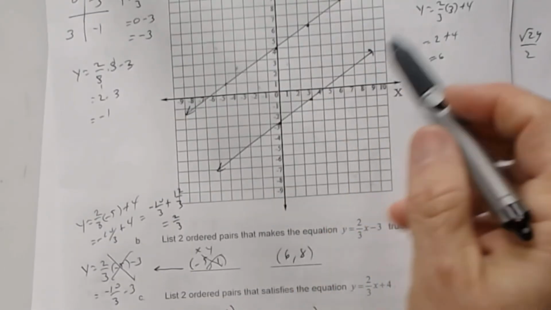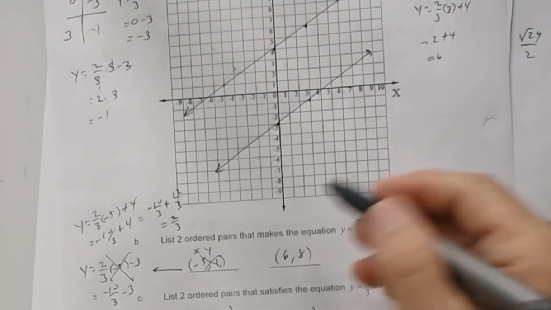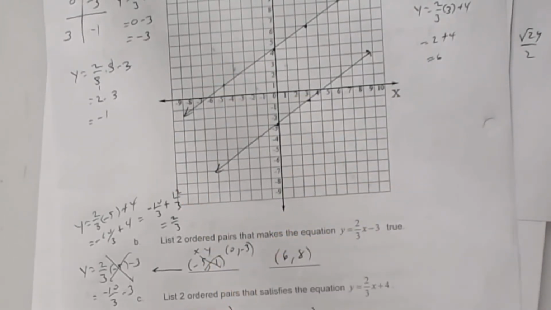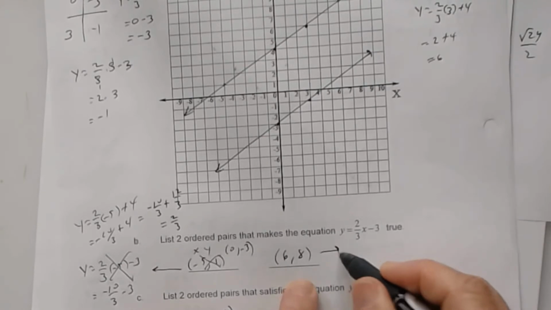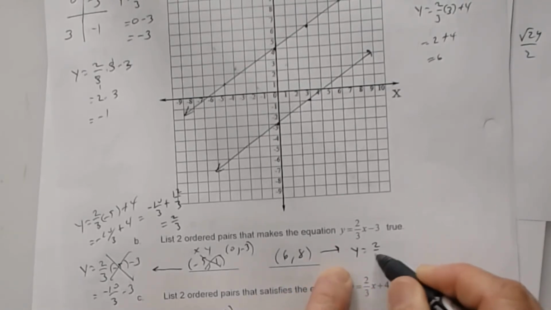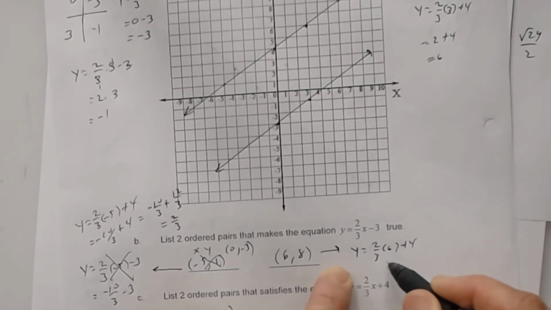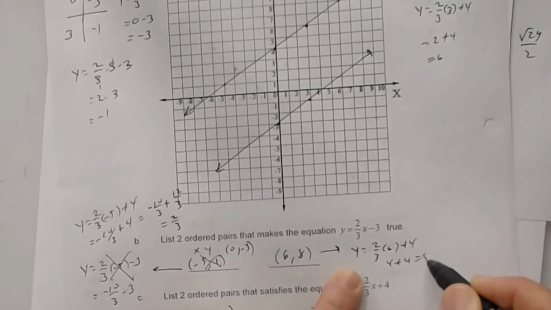Which one was it? 0, -3. But I think 6, 8 works. Does 6, 8 work? Y equals 2/3 times 6 plus 4. So that's 4 plus 4, which is 8. Yep. All right.